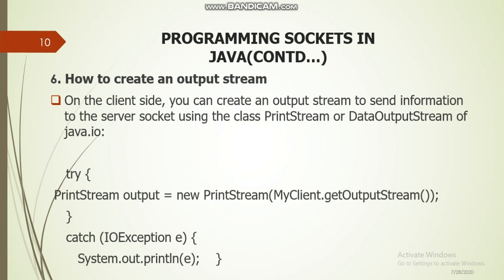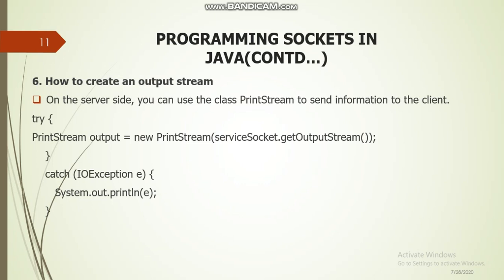On the client side, we can also specify if the client will, for instance, send information to the server. It means we need to use DataOutputStream or we use PrintStream. Then on the server side, we can specify if the server will receive information or if it will send information. If it will send, we need to use PrintStream or DataOutputStream.